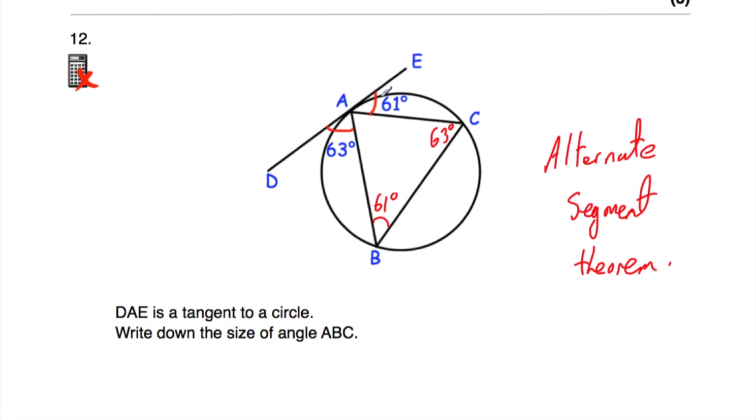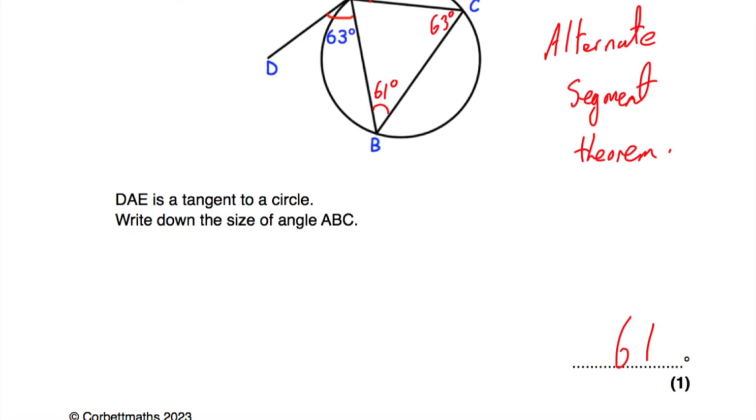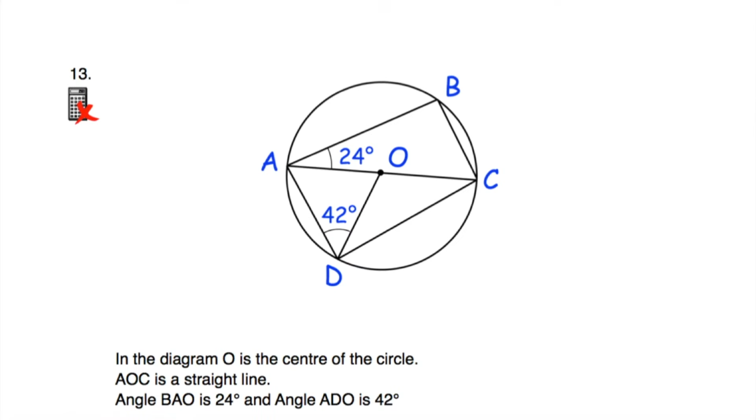But anyway, the size of this angle is equal to the size of the opposite angle inside of the triangle, and that's alternate segment theorem. So the size of angle ABC is 61 degrees. Okay, let's have a look at our next question, question number 13.